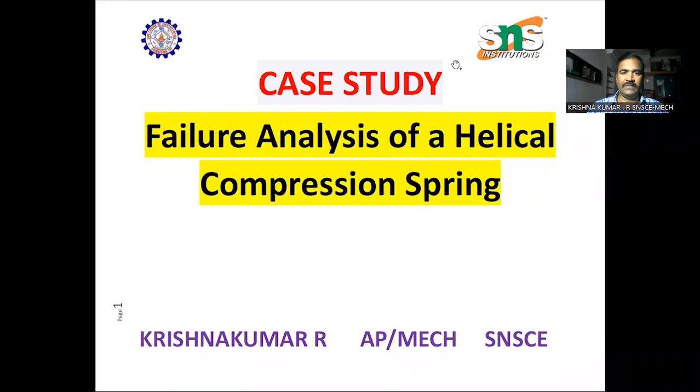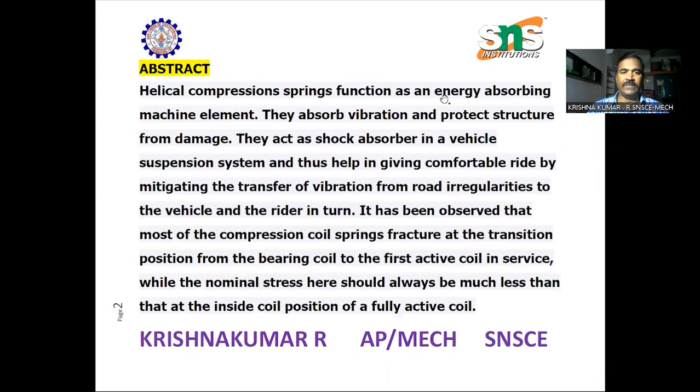Case study: failure analysis of a helical compression spring. Abstract: helical compression springs function as an energy absorbing machine element. They absorb vibration and protect structure from damage.